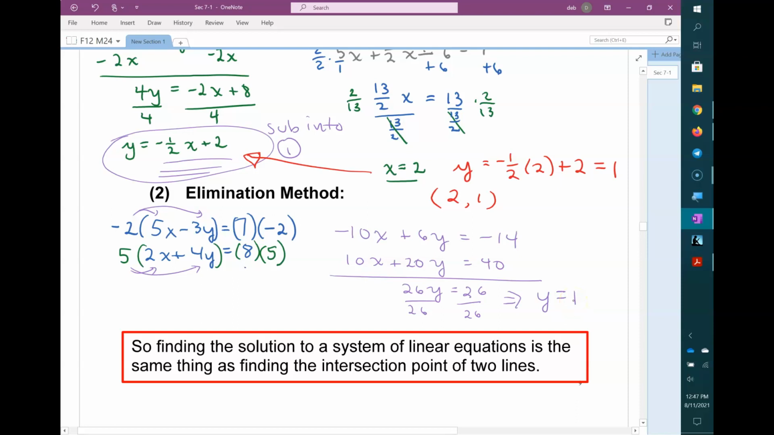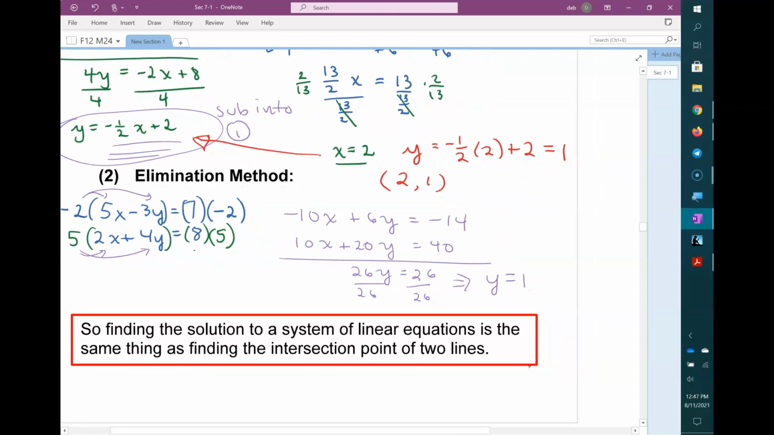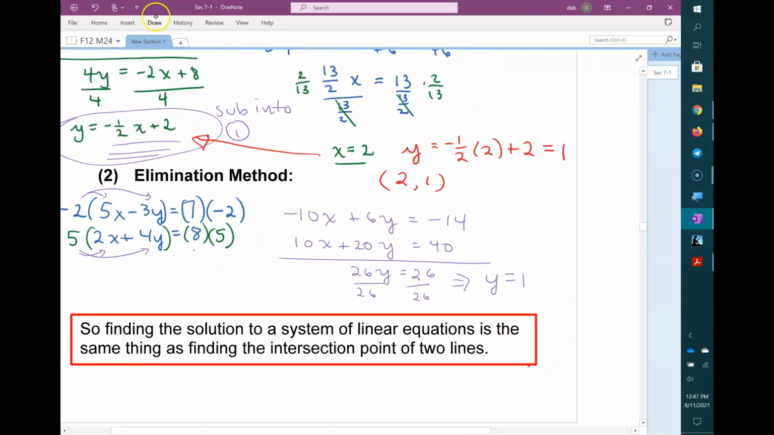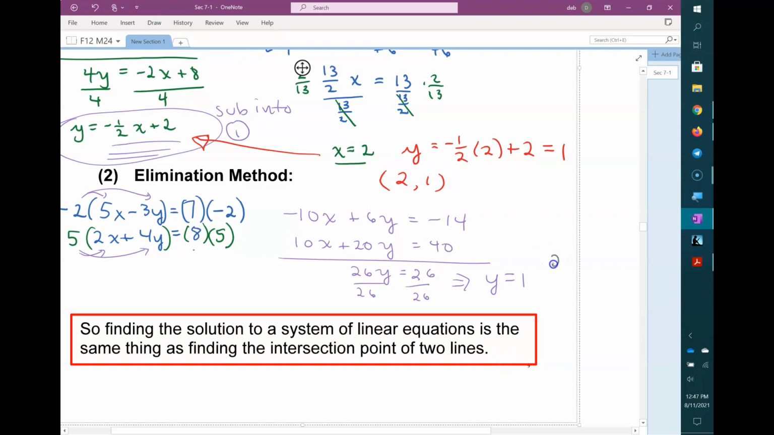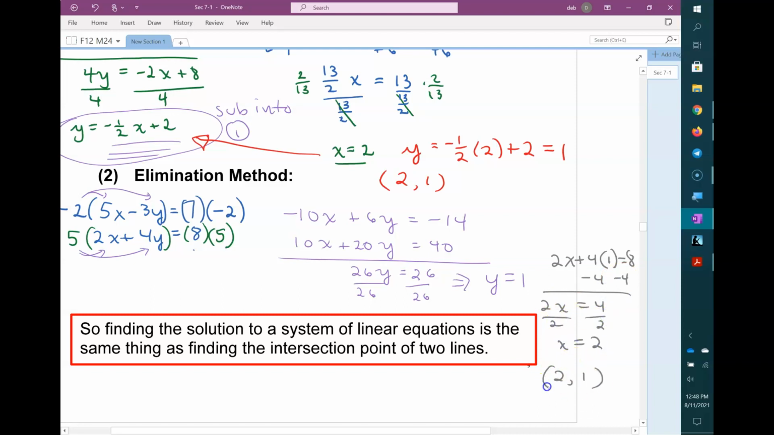And then you can use either of the two equations you started with to find the x. I'm going to use the second one because it just looks a little easier to me. So I'd have 2 times x plus 4 times the y I just found equals 8. Subtract 4 from both sides. And sure enough, I find that x equals 2. Make sure you write your answer as an ordered pair.